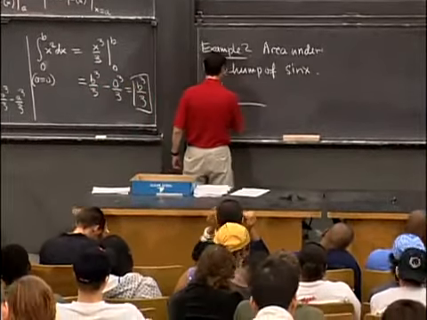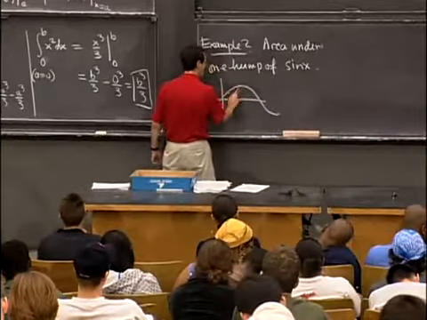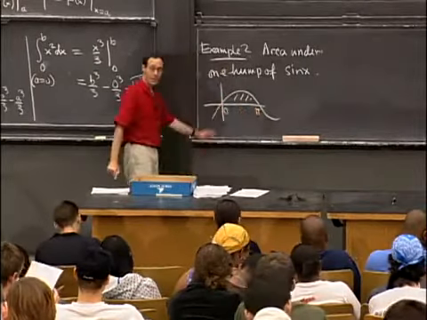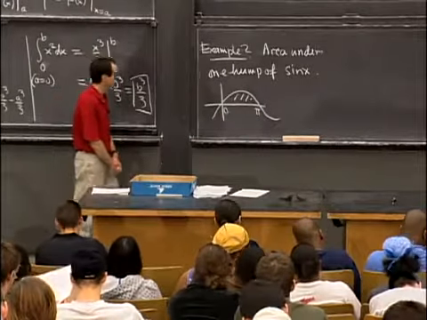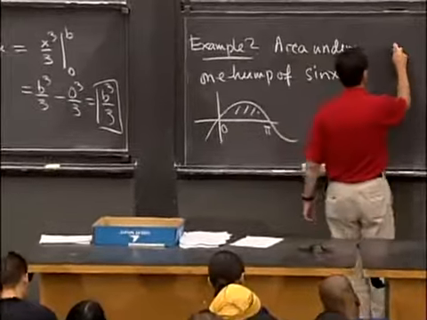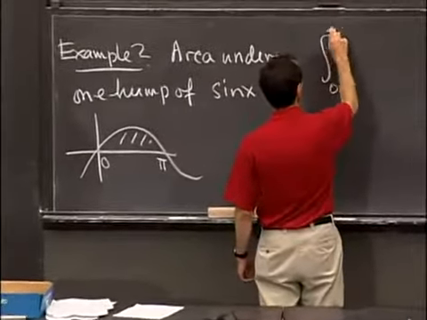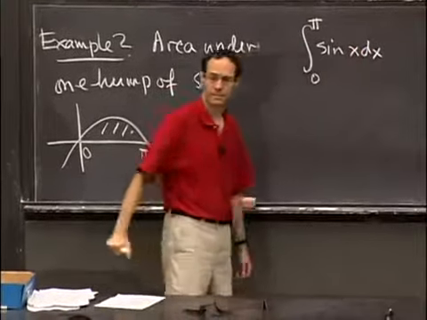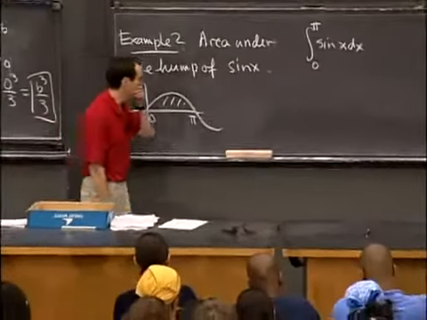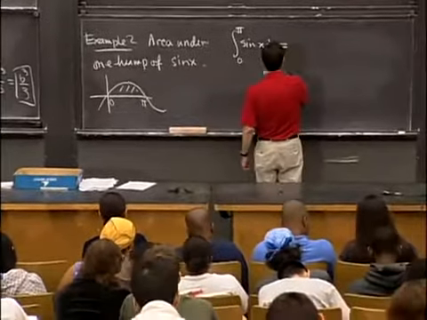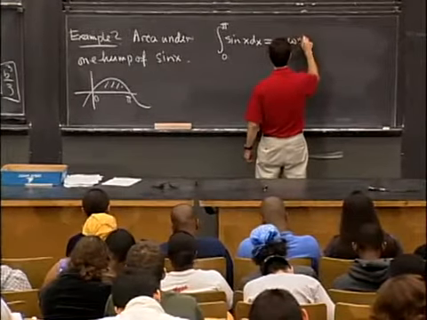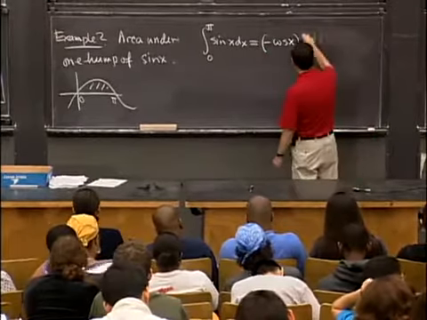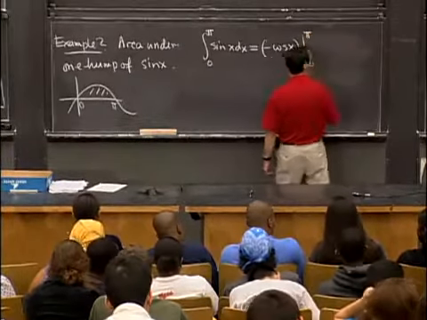Let me just draw a picture of that. The curve goes like this, and we're talking about this area here. It starts out at 0. It goes to pi. That's one hump. And so the answer is it's the integral from 0 to pi of sine x dx. And so I need to take the antiderivative of that, and that's minus cosine x. That's the thing whose derivative is sine x, evaluating it at 0 and pi.